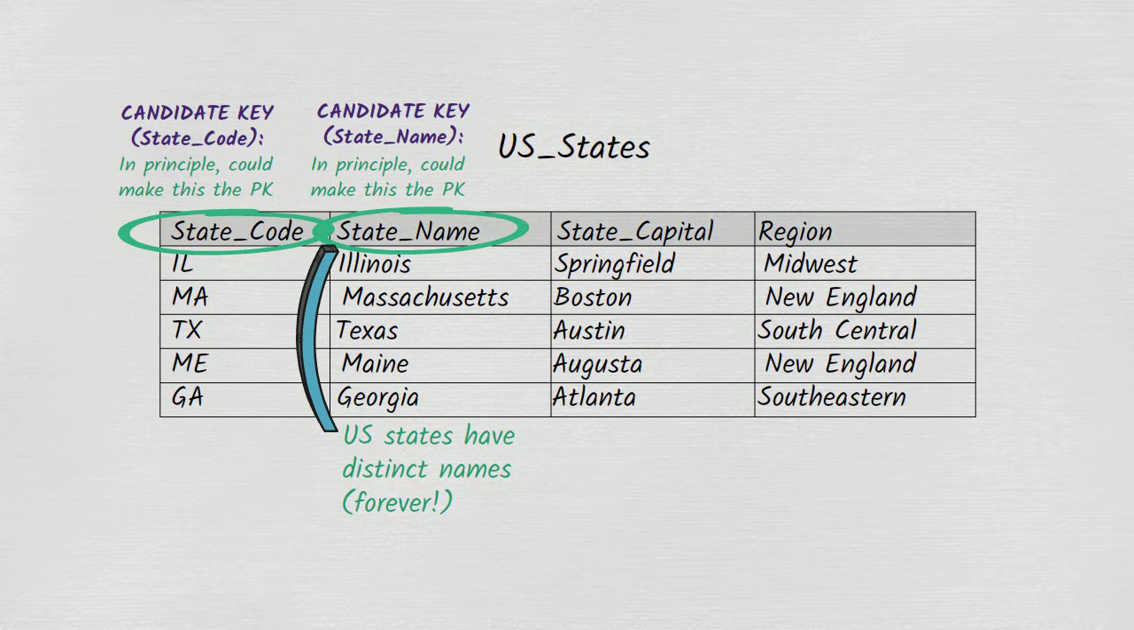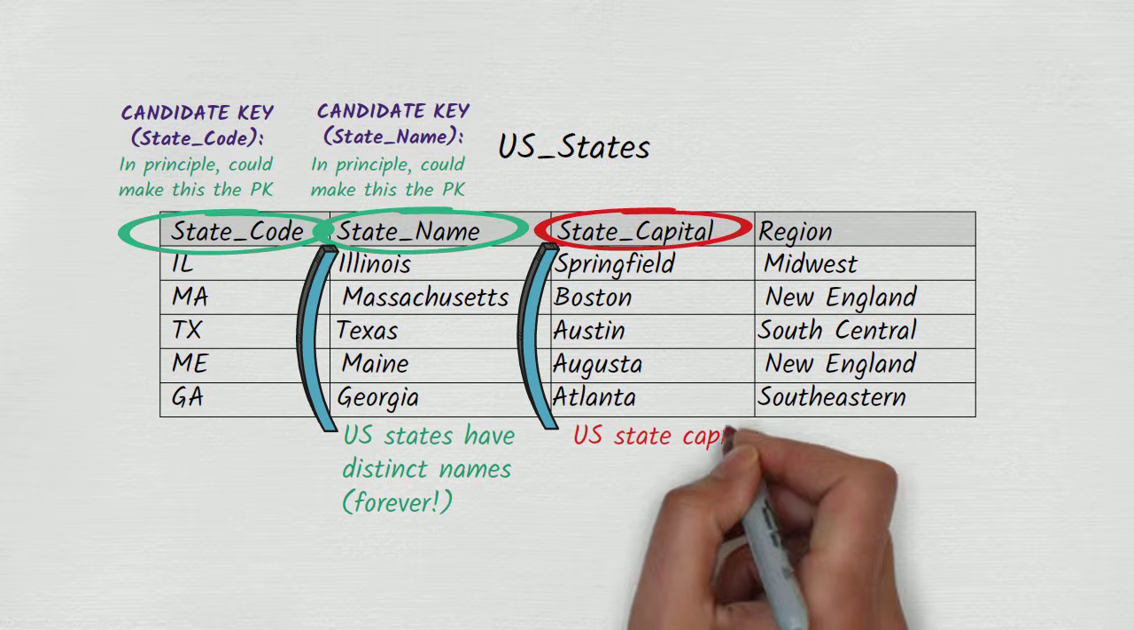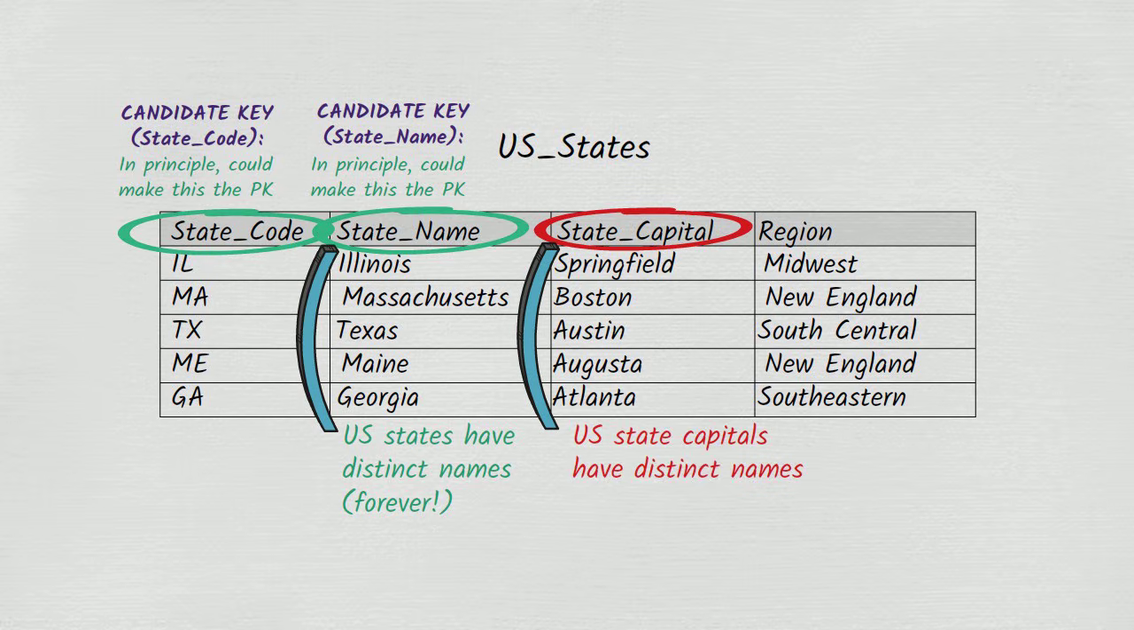Is state capital a candidate key for the U.S. states table? We might be misled into believing that it is because no two U.S. state capitals share the same name. But the fact that the state capital names are all different from each other is just an accident of history. States have changed their capitals many times in the past and could conceivably do so again.